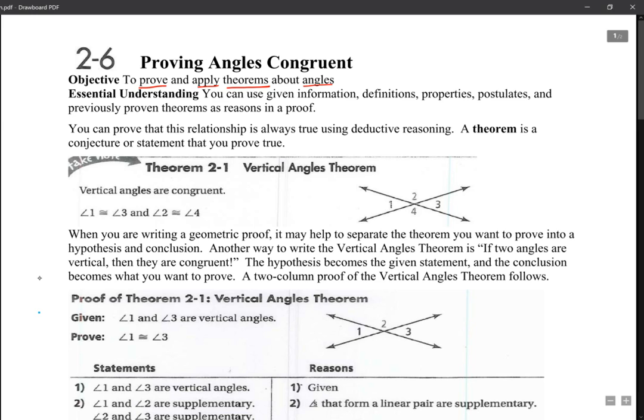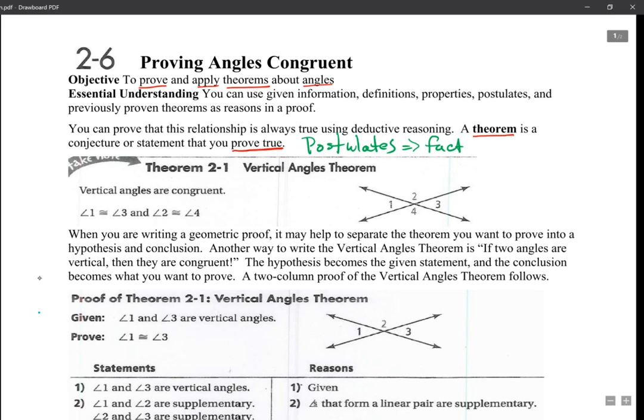Remember, that uses facts. Here is our vocabulary. A theorem is a conjecture or a statement that you prove true. And if you remember, postulates are accepted as fact. Theorems must be proven. So anytime we encounter a theorem, you're going to know that there is a proof that makes that theorem true.